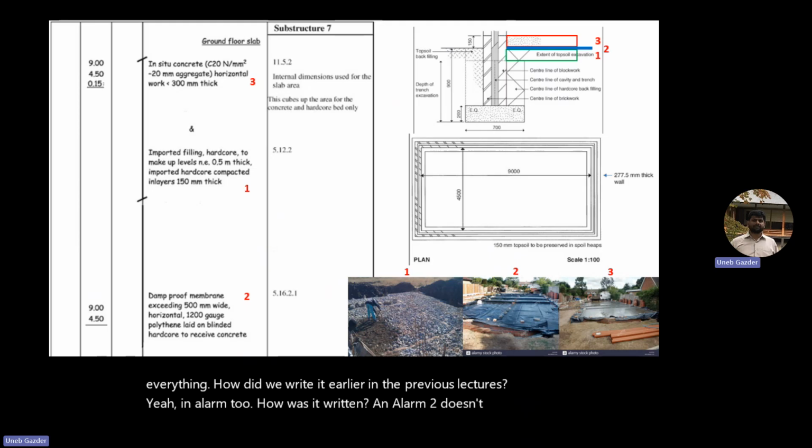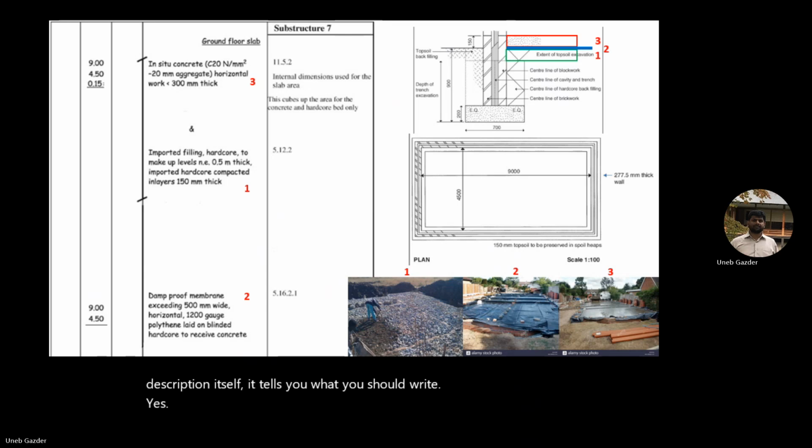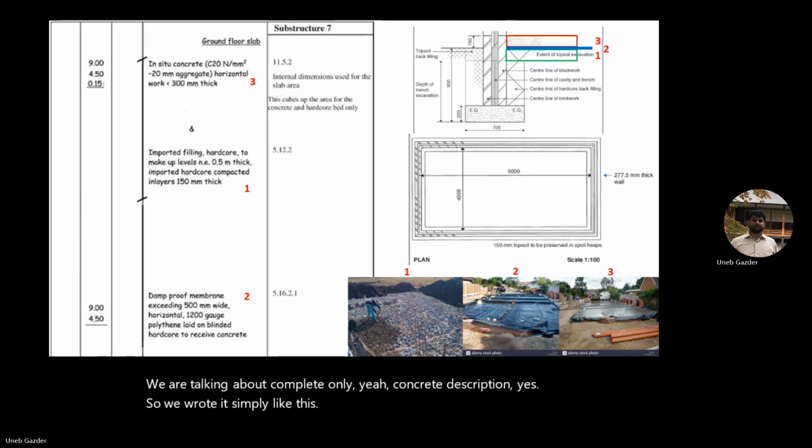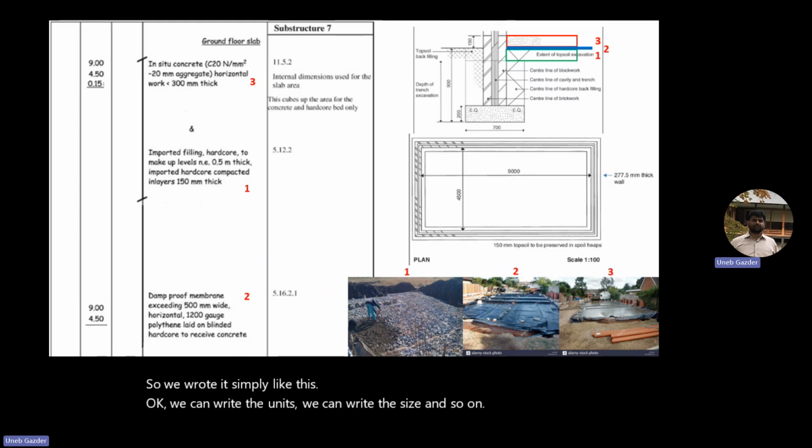NRM2 doesn't give the description itself. It tells you what you should write. We are talking about concrete only. So we wrote the concrete description simply like this. We didn't write the units, we didn't write the size and so on. And horizontal work less than 300 millimeters, this is from NRM.